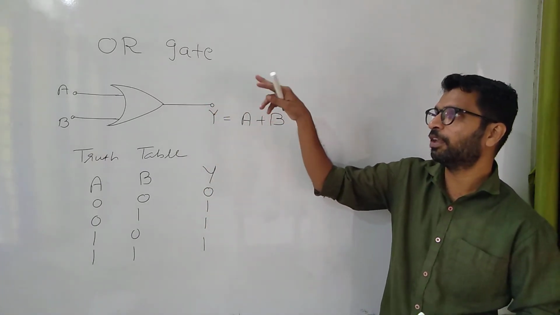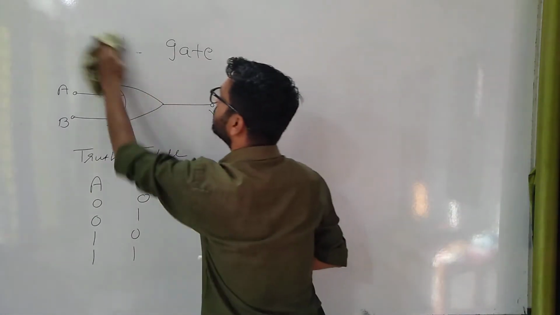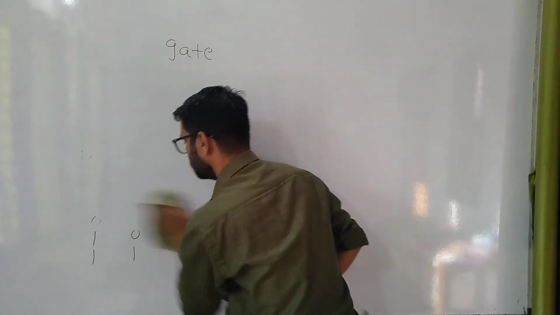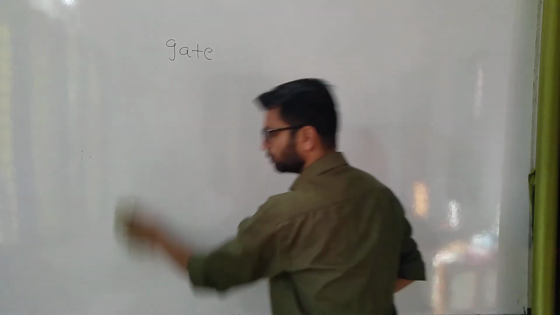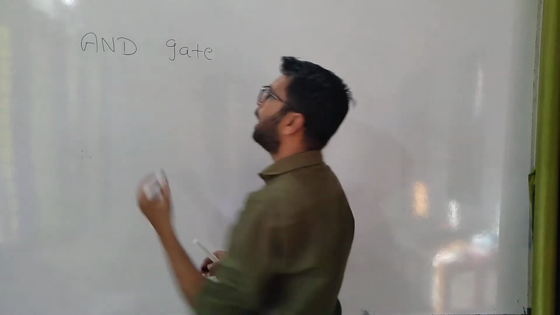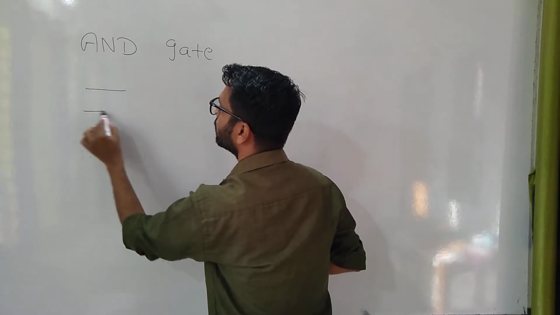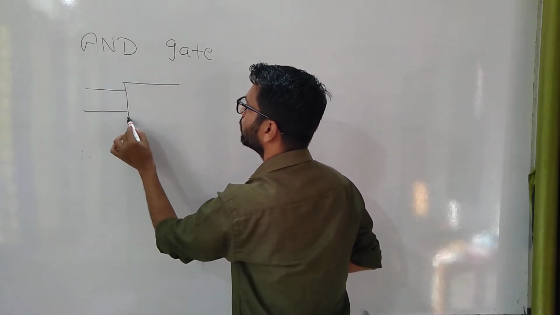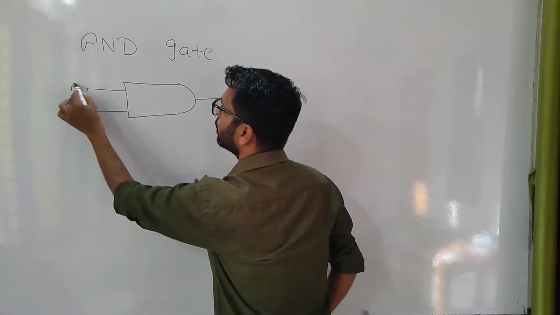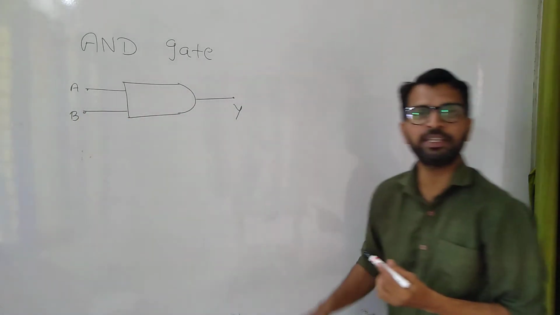After this OR gate we will learn the AND gate. The symbol for the AND gate is like this. So this is the symbol of the AND gate. These are the inputs A and B, and Y is the output.